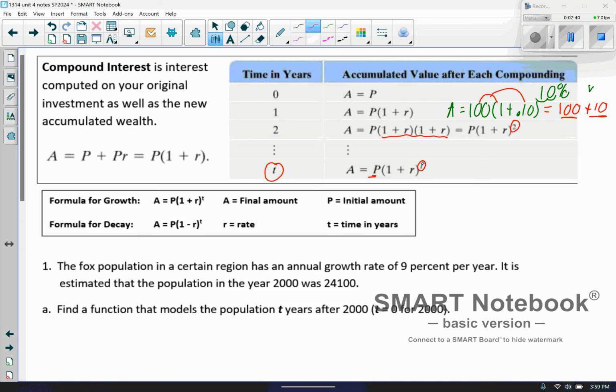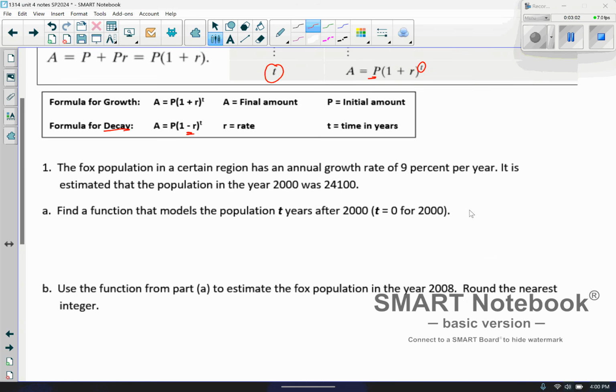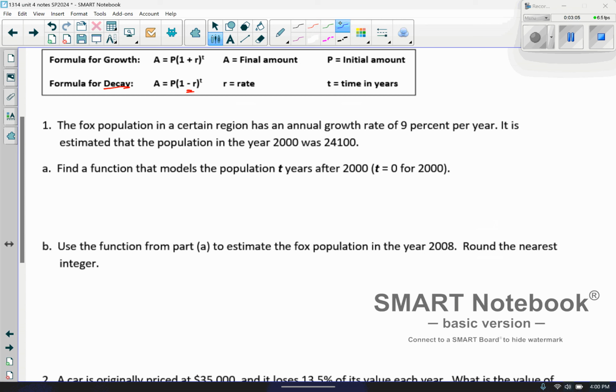The one listed here is known as a growth formula because it's going to grow higher and higher. We also have a decay formula where you would use subtraction instead, and that would be maybe if something were depreciating in value. We'll look at an example of that too in a moment. So let's look at our first problem. Once again, those variables are defined right here. A is the accumulated value, or sometimes we'll just say final amount. P is your principal or initial amount, then the rate, and then time in years.